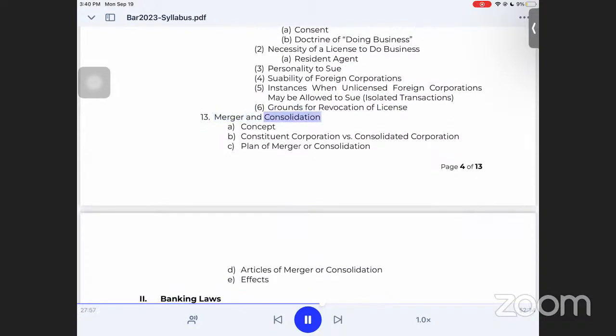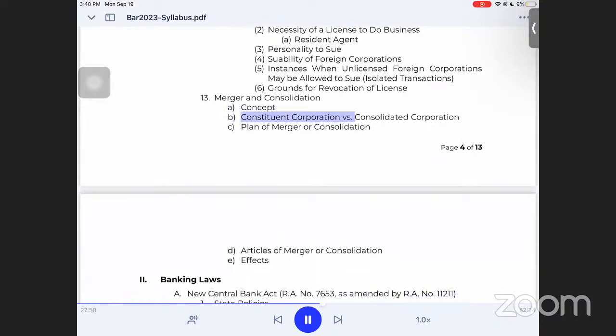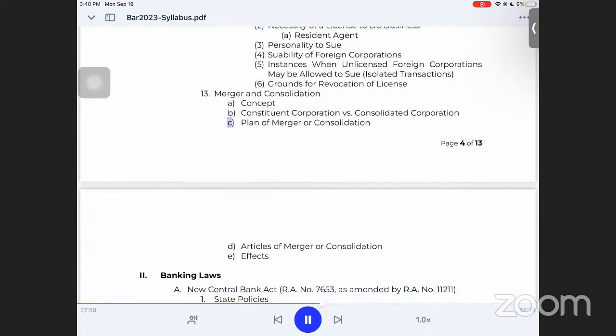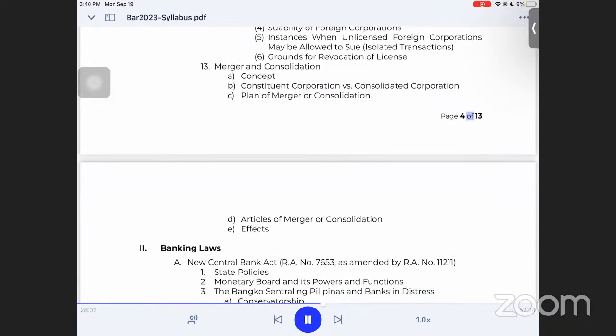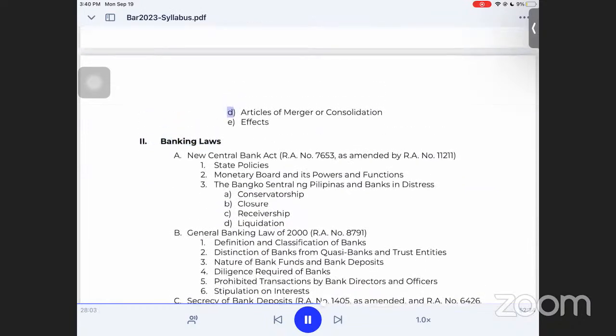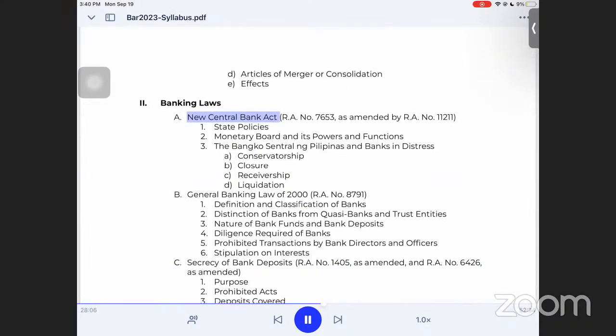13. Merger and consolidation. A. Concept. B. Constituent corporations. Consolidated corporation. C. Plan of merger or consolidation. Page 4 of 13. 2. Banking laws. D. Articles of merger or consolidation. E. Effects. A. New Central Bank Act.